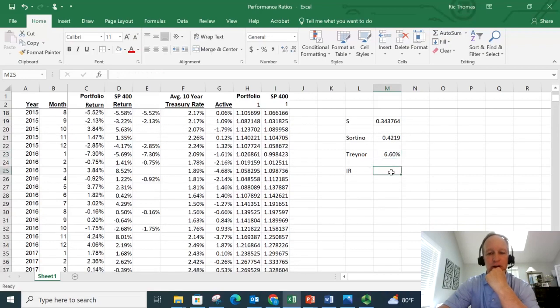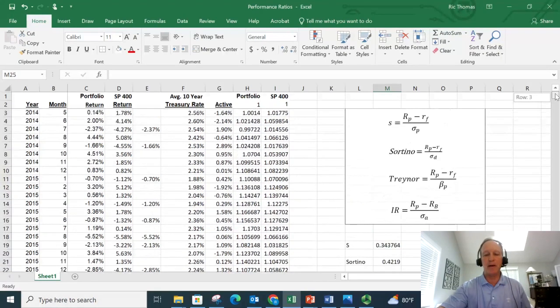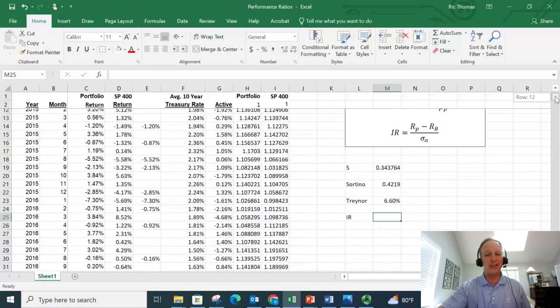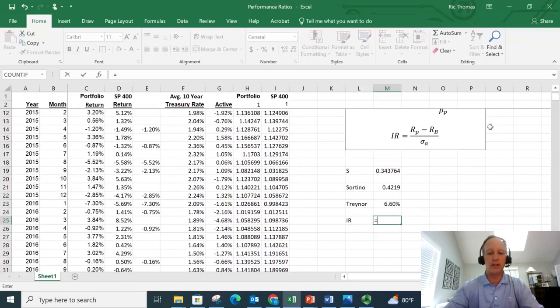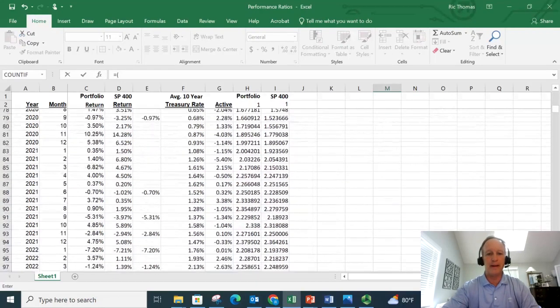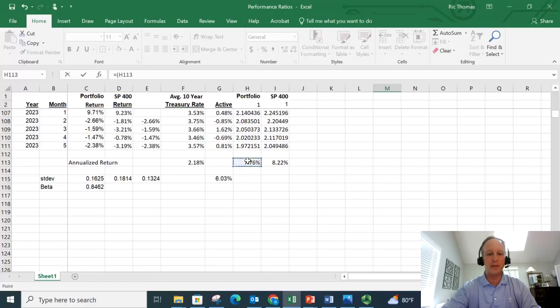The information ratio, now a lot of people look at the information ratio in the active management world. They want to see how a manager is doing relative to the market. First thing is it should be positive. It's not going to be positive in our case because our return of our portfolio is less than the benchmark. So let's check that out. It is 7.76%, but it's minus 8.22, which isn't too bad, because we are taking a lot less risk in this portfolio.